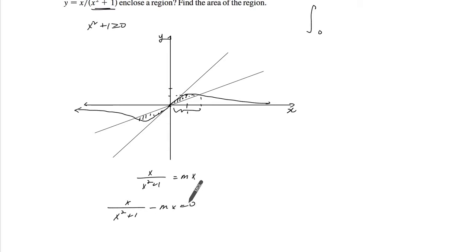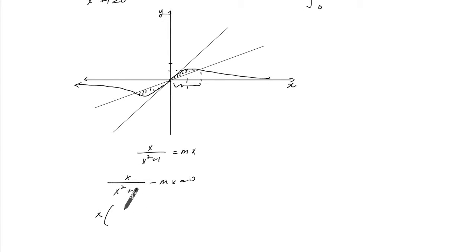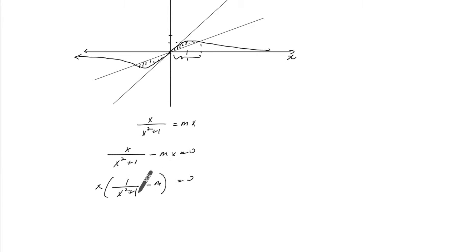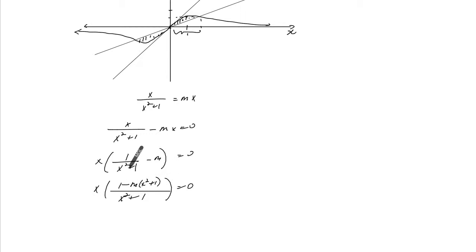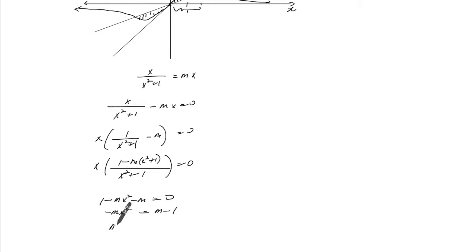Bring the mx over. Okay, factor out the x, and you get 1 over x squared plus 1 minus m. You get 1 minus m times x squared plus 1. Okay, let's set that numerator equal to 0 for the root. So you get mx squared minus m is equal to 0. So minus mx squared is equal to m minus 1. Okay, and multiply both sides by -1 to get 1 minus m. So x squared is equal to 1 minus m over m.